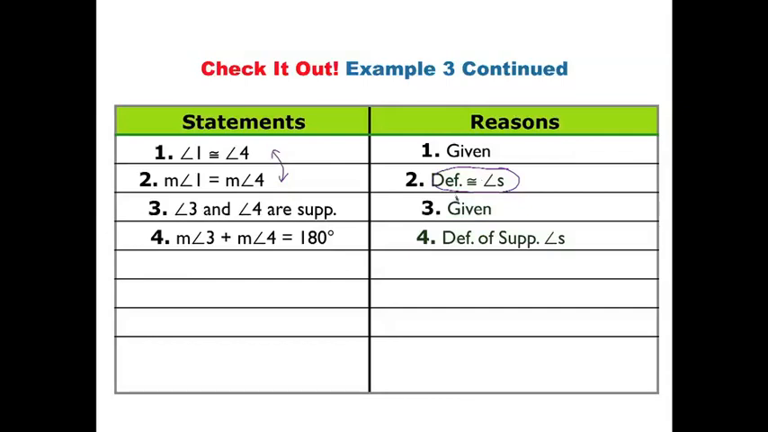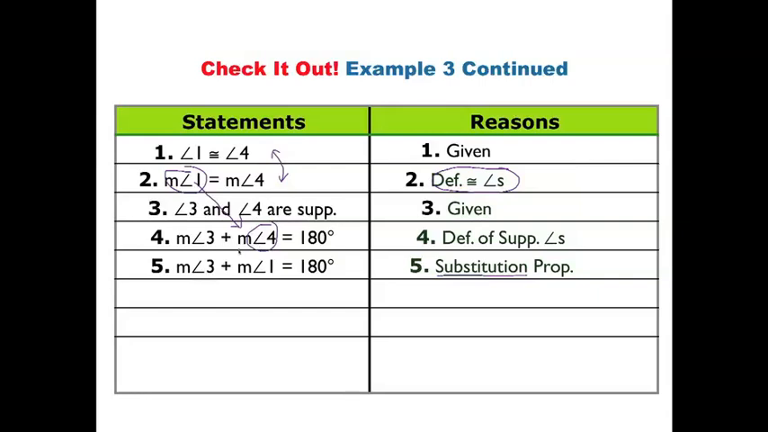Well, here's what I know. The measure of angle 1 and the measure of angle 4 are the same. So anywhere I see the measure of angle 4, I can plug in the measure of angle 1. Well, here's the measure of angle 4, so I'm going to plug in the measure of angle 1 for it. And that's where I have the measure of angle 3 plus now the measure of angle 1 equals 180. And of course I did that with substitution, from step 2 into step 4.